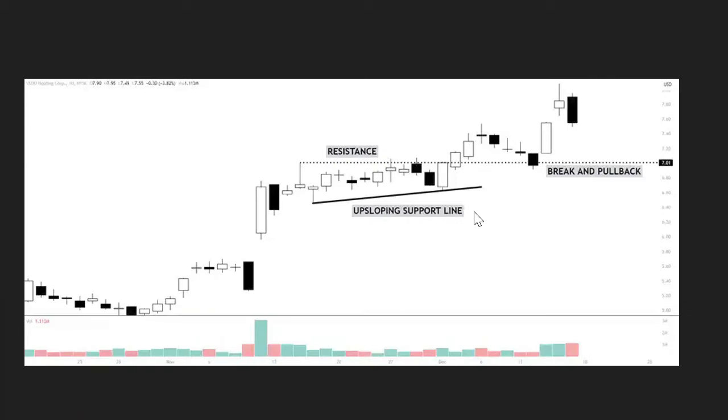Now let's take a look at triangles. These often appear during a consolidation. I call anything that's a tightening of price action just a consolidation. Keep it nice and simple because I'm not going to trade them much differently.